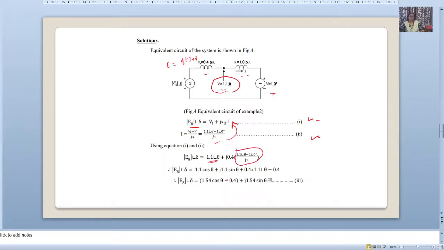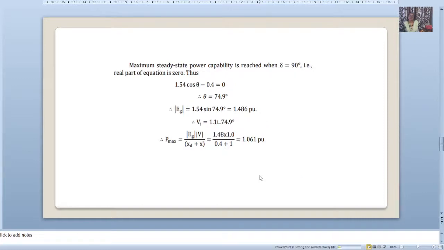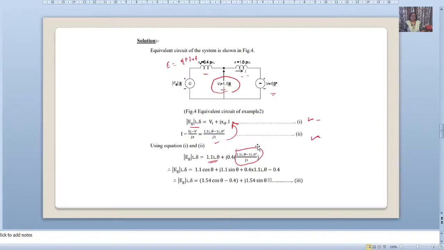If we solve this, the maximum steady state power is reached when del is equal to 90 degrees. At that point theta is equal to 74.9. Vt is equal to 1.1 at an angle of theta, 74.9. Now for P max, we have calculated Eg, and we know xd and the other values, so it is 1.061.